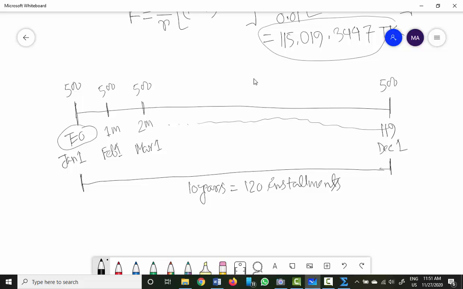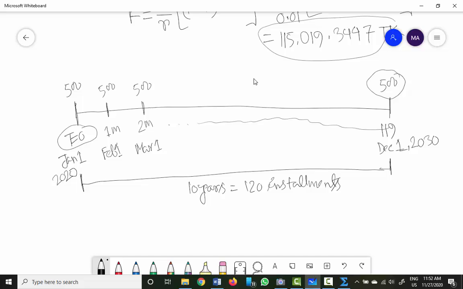So for example, this is January 1 of 2020. So these will be January 1 of 2030. Right, sorry, December 1 of 2030. So that means on December 1, 2030, you will make your last deposit.